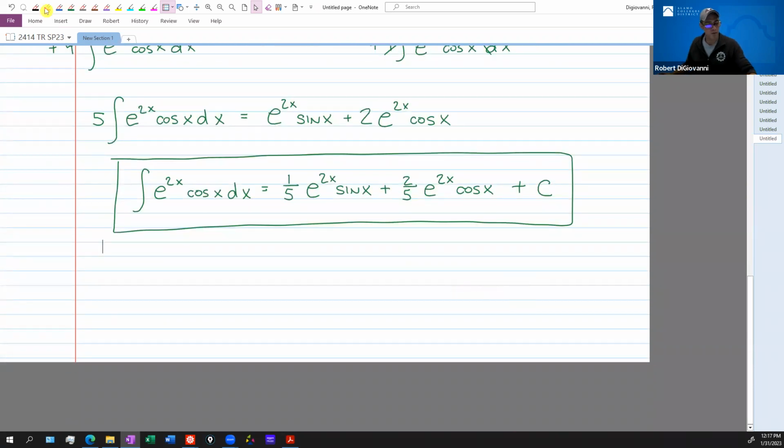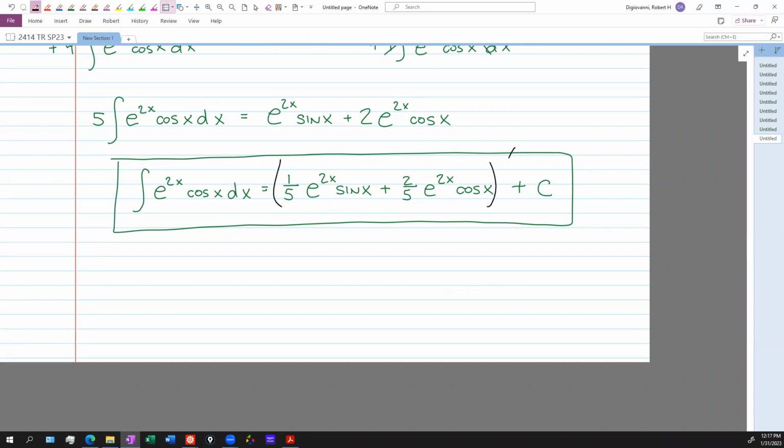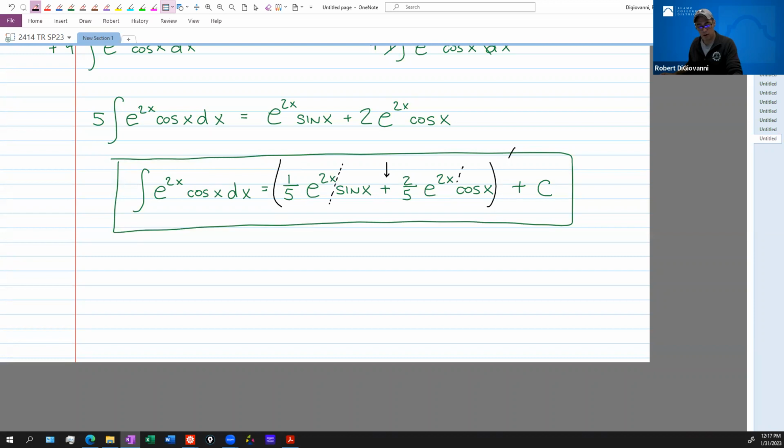I want to do something real quick with this. I'm going to check our answer. I'm going to take the derivative of this. I'm going to move fast. I have addition, so I'm going to do two different terms. I'm going to do product rule here and product rule here. Actually, you know what? Yeah, I'll do it.